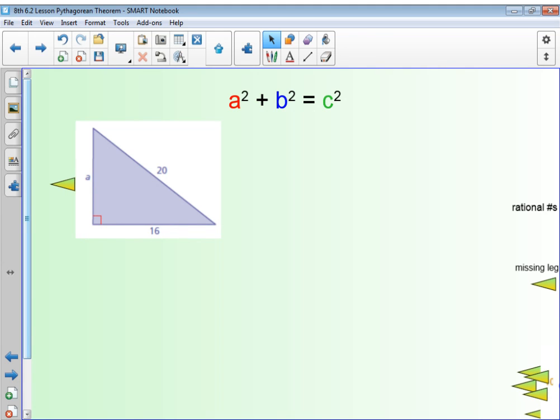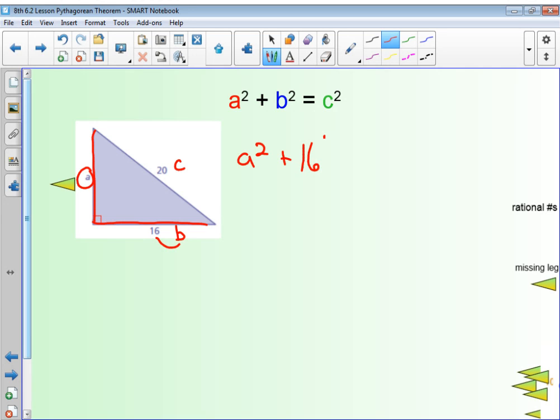Okay, we're still going to plug in like we did before. We're going to still solve for that missing letter. Okay, so here's my A and my B. Now they've already identified this one as A, so this obviously has to be B. This is my C side. Okay, so do I know the A? No, so I'm going to write A squared. Plus my B side was 16, so 16 squared, equals my C side was a 20, so 20 squared.